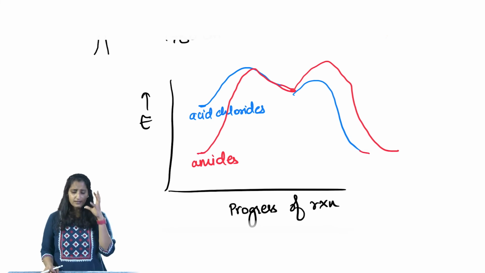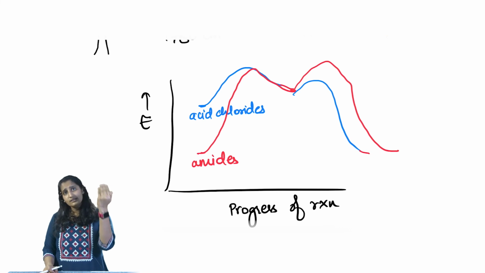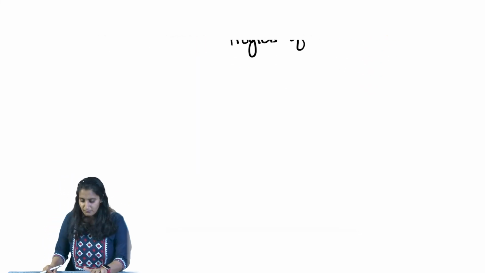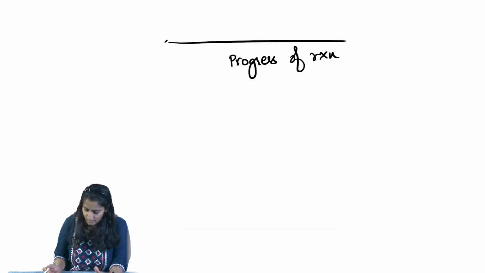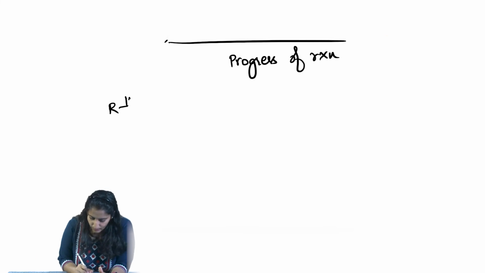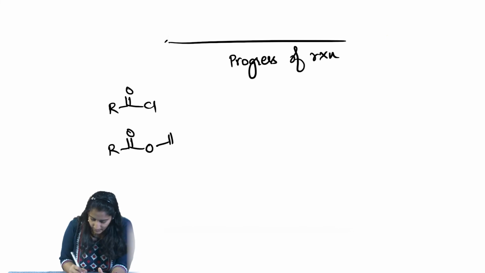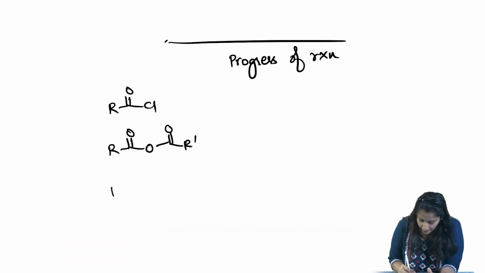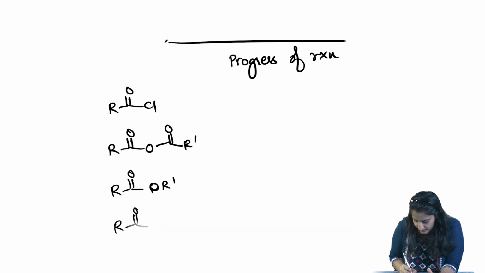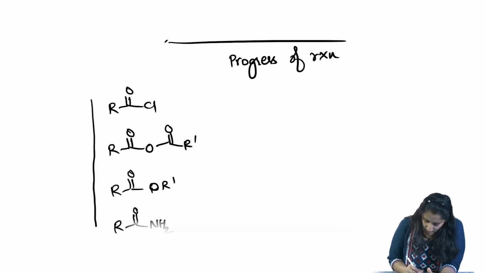So, that is the reason why there is a difference in reactivity, and if we plot all of these derivatives in the reactivity trend, you have acid chlorides up top, they are really reactive. Then you have anhydrides, then you have esters, and then you have amides. Okay, the reactivity goes down as you go from top to bottom.